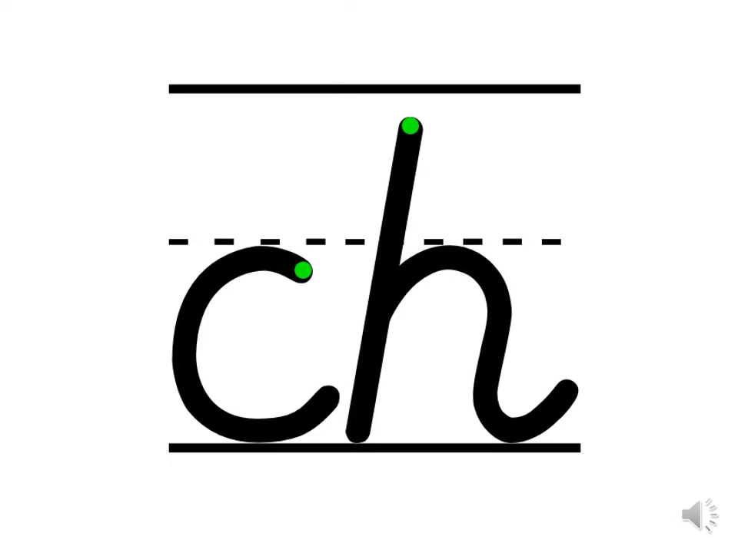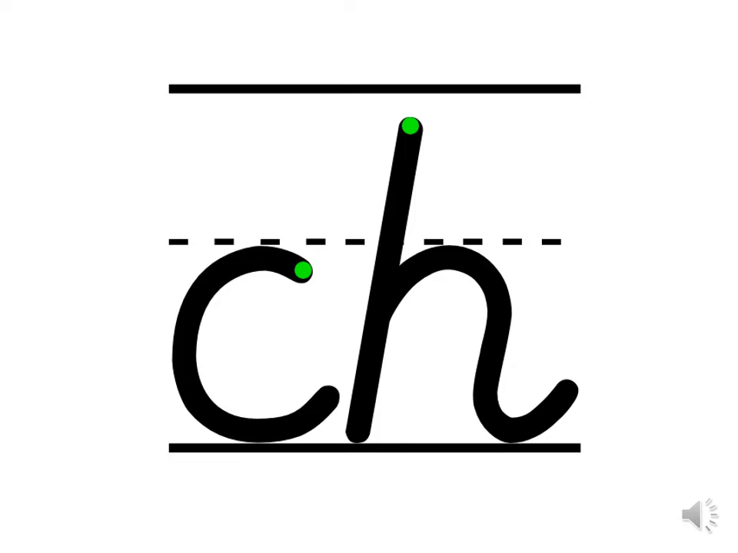We're going to put our finger in the air on the green dot. Remember, with this letter, we have to go over to the left. Let's form it together in the air. We're going to go over to the left and down. Wonderful. Let's do that one more time. Over to the left and down.